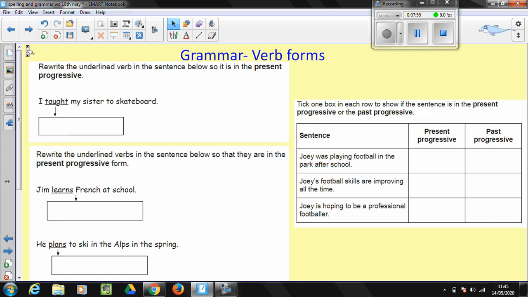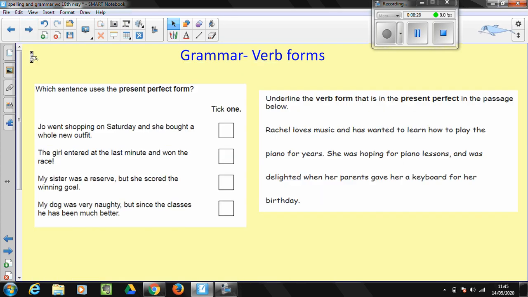This time they're asking you to choose whether it's present progressive or past. Joey was playing football in the park. Was playing, present or past? Past. Joey's football skills are improving all the time. Are improving, present or past? Present. Joey is hoping to be a professional footballer. Is hoping, present or past? Present. And the last one, we're going to look at the present perfect form.